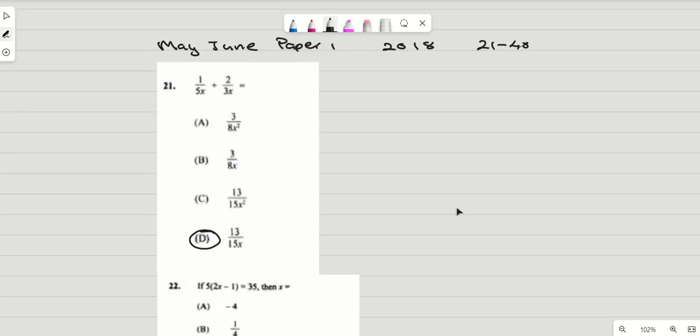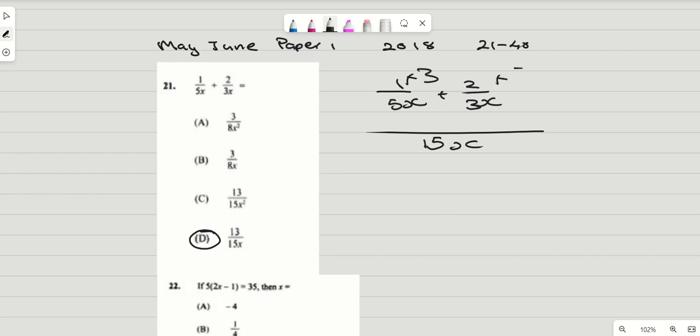If you want me to do it, it's 1 over 5x plus 2 over 3x. We have x in common already. 5 by 3 is 15, so 5x going to 15x 3 times, and 3x going to 15x 5 times. 1 3 is 3 plus 5 2s are 10. So 10 plus 3 is 13 over 15x, and that would be your answer.